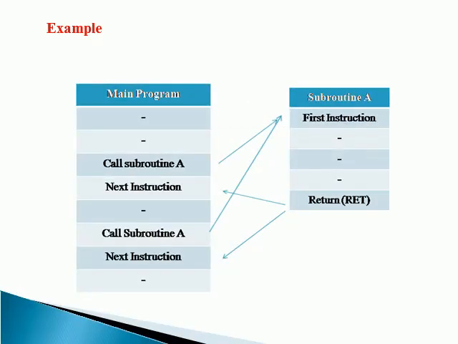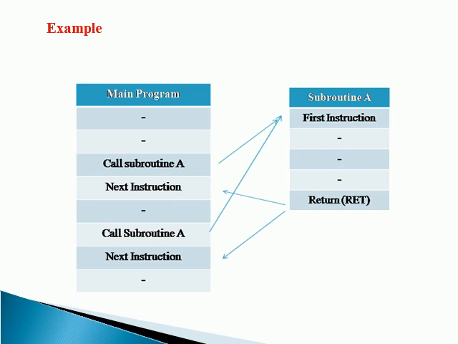For example, here we have taken a main program and one subroutine named subroutine A. First we start the execution of the main program. Execution always starts from the main program. Some number of instructions are executed from the main program and then the next instruction is call subroutine A. When this instruction is executed, it calls subroutine A. Then it executes all the instructions from subroutine A and the last is the return, which means it returns back to the main program.